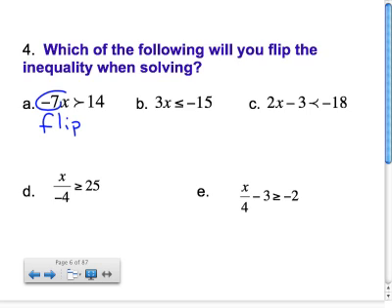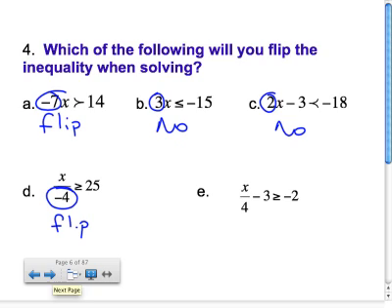Because you're going to divide by negative 7. Part B, you're going to divide by positive 3, no flip. Part C, you're going to end up dividing by the 2, so no flip. Part D, you're going to multiply both sides by negative 4, so you're going to flip here. And part E, you'd end up multiplying by 4 on both sides, so you would have no flip there.